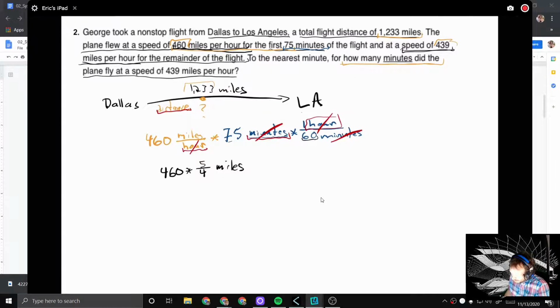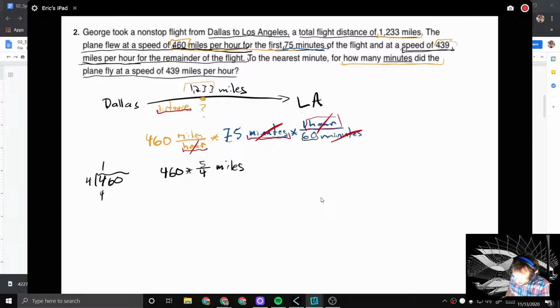And 4 goes into 460 evenly. You can do it long division over here, or if you wanted to do this in your head, think of 4 goes into 400 one time and into 60 15 times. We just did that problem, so 115. But we can also just do it out.